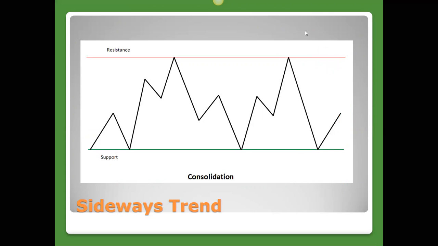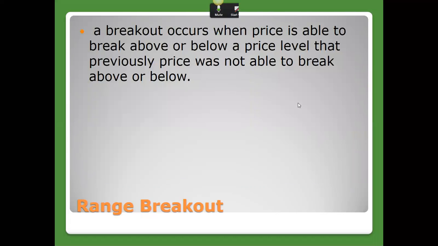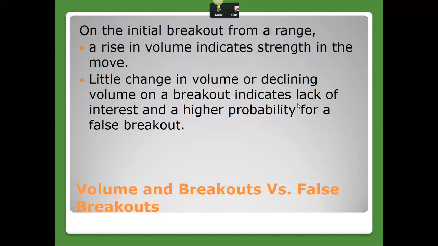This is a big problem when we are trading breakouts. So what do we do about it? How can we use volume to confirm whether this is a false breakout or a real breakout? The important thing to remember with a breakout is that if there's a rise in volume, it indicates strength in the move. However, if there's no rise in volume, or the volume decreases when a breakout is occurring, that will be a false breakout.